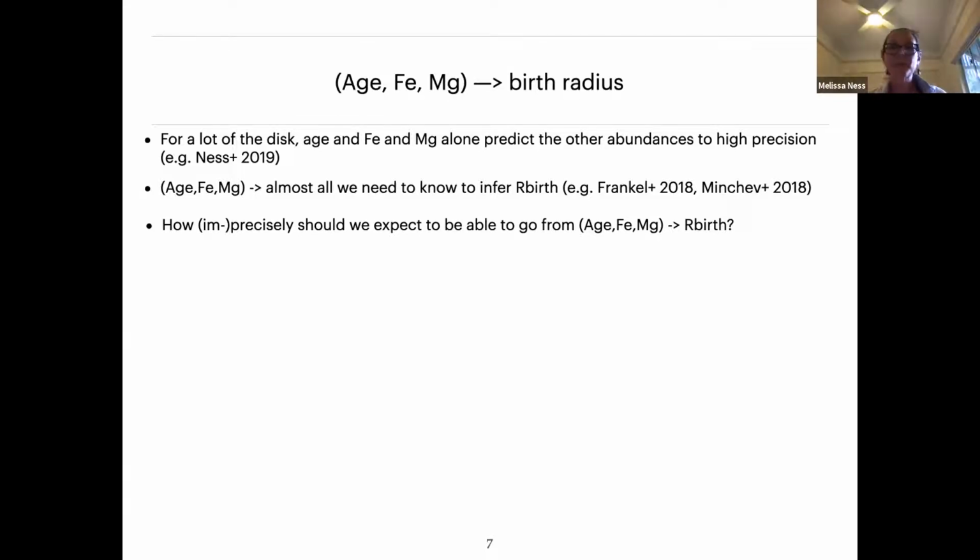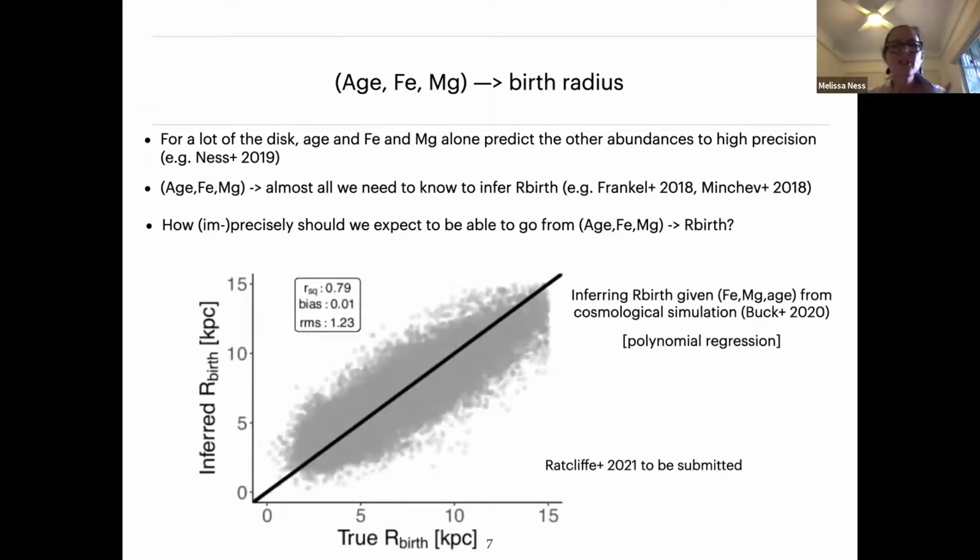And we can look at that from the perspective of the data, and we can also look at that from simulations. And this just shows a little look into that, looking at a simulation from Tobias Buck. He'll be talking in a couple of days, looking at how well we can infer birth radius of stars, given three numbers, their iron, the magnesium, and their age, using a simple model, a polynomial regression, where we've used some subset of stars in the simulation to learn the relationship between these three variables and their birth radius, and use that model to determine the birth radius for another set of stars.